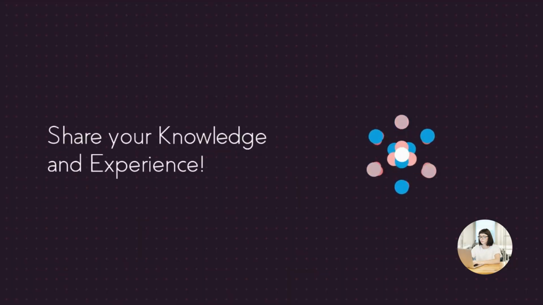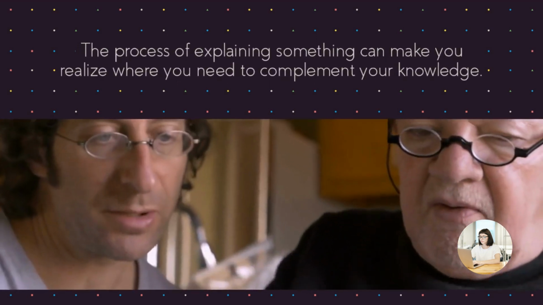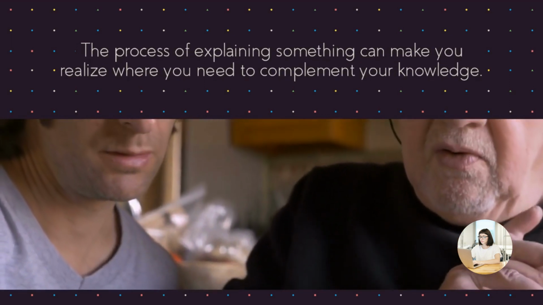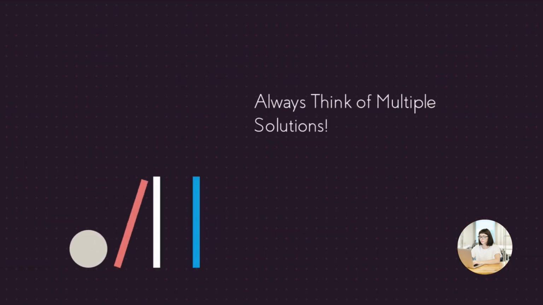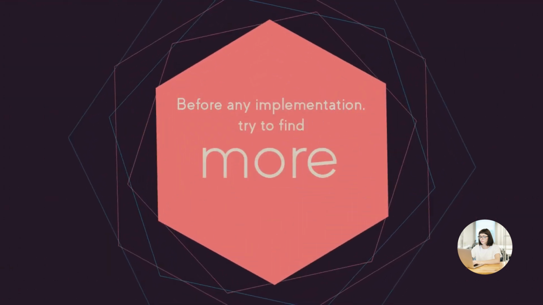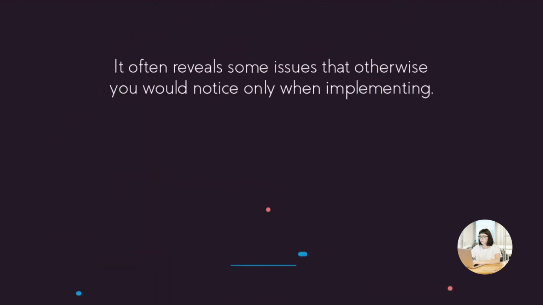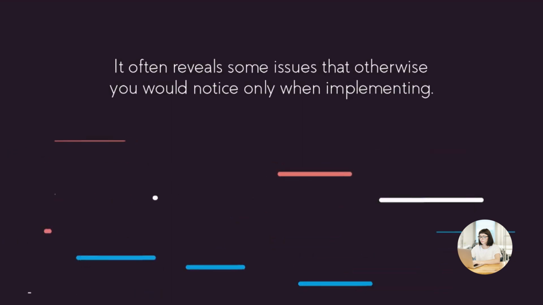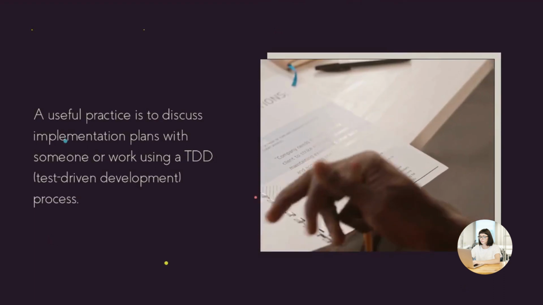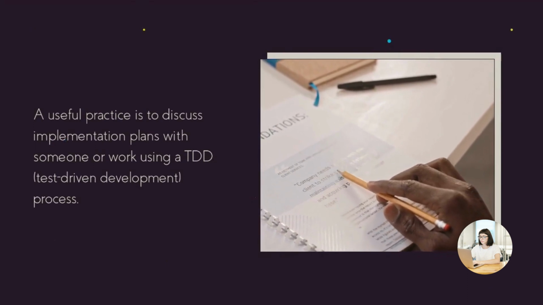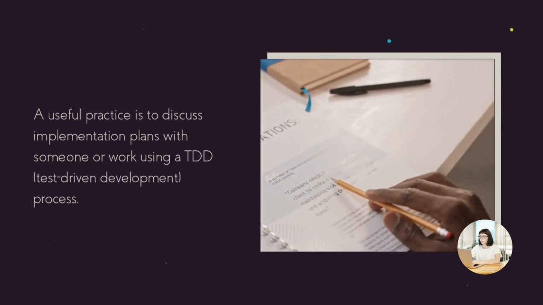Share your knowledge and experience. The process of explaining something can make you realize where you need to complement your knowledge. Always think of multiple solutions. Before any implementation, try to find more than one way to implement a solution. It often reveals some issues that otherwise you would notice only when implementing. A useful practice is to discuss implementation plans with someone or work using a TDD, test-driven development, process.